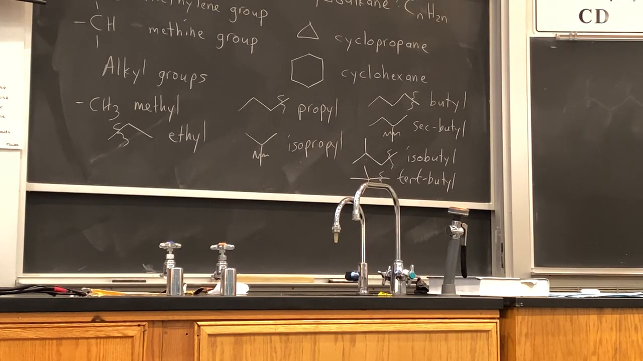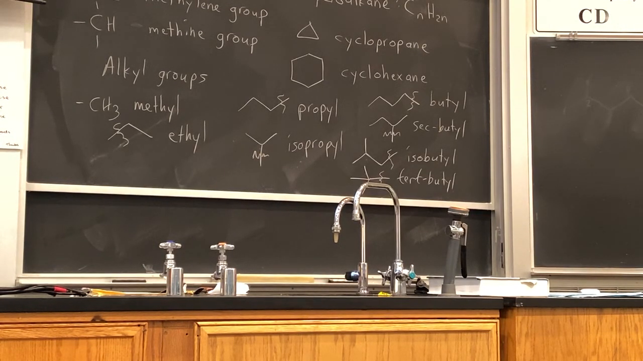It was a tertiary carbon in isobutane. When you attach it to something, it does become a quaternary carbon. You're exactly right. But when we remove a hydrogen from isobutane and turn this into an alkyl group, it was a tertiary hydrogen we removed. So that's why it's called tert-butyl.